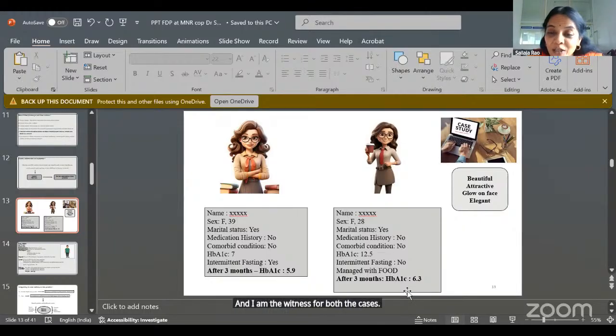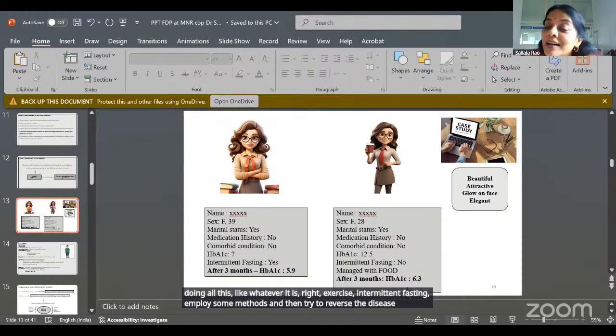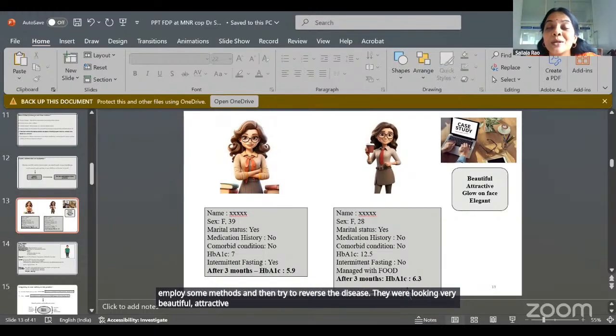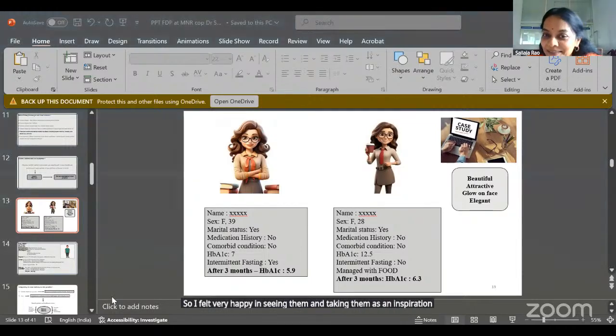I can tell you that after doing all this, whether it is diet, exercise, or intermittent fasting, they employed some methods and tried to reverse the disease. They were looking very beautiful, attractive, with a glow on the face, and very elegant. I felt very happy seeing them and took them as an inspiration. Even this can be done. Next slide.